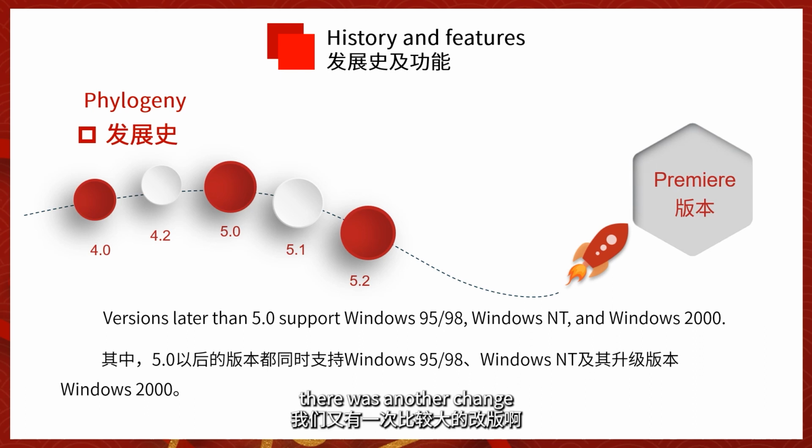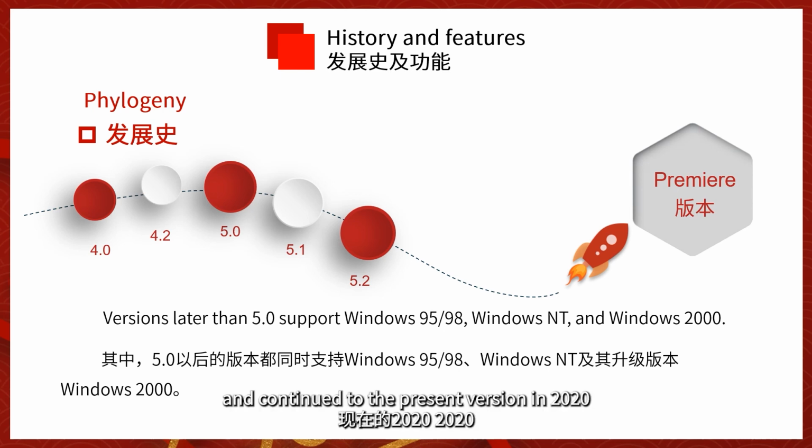Afterward, there was another change. It became the CC version, abandoning the name of CS. So it was called CC onwards. This started in 2014 and continued to the present version in 2020.